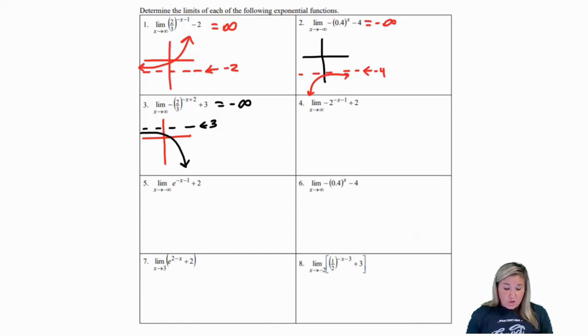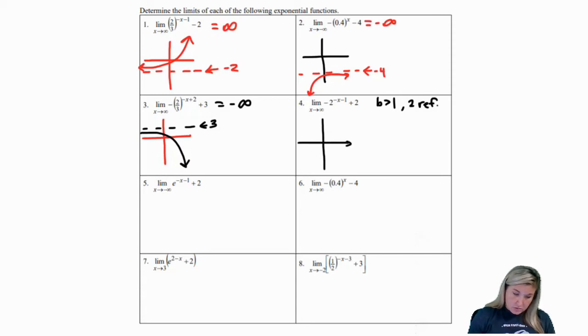Okay, so we have the limit as x approaches infinity of negative 2 raised to the negative x minus 1 plus 2. So this time I'm just going to go ahead and note these out here. B is larger than 1, and there are 2 reflections. So therefore, that's going to be growth. So I know it's going to look like this. Okay.